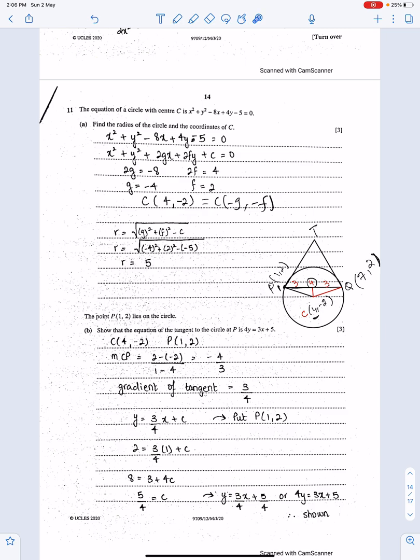Let me repeat this. This is the horizontal line. On a horizontal line, y coordinates remain unchanged. The y coordinate of P is 2, therefore the y coordinate of Q is also 2. Since the x coordinate of C is 4, this should be 4. This is 1 because the x coordinate of P is 1. This difference is 3. So 3 plus 4 makes 7. So the coordinates of Q will be (7, 2).